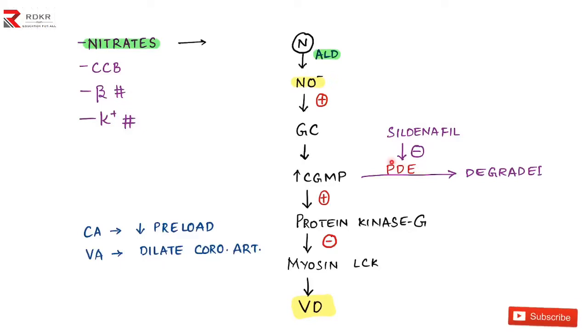So if this phosphodiesterase enzyme is blocked by some other drug, then there are increased cyclic GMP levels for a long duration, and there will be vasodilation of the vessel for a long duration, and hence there is a risk of hypotension. And the name of that drug which you have to remember is sildenafil.